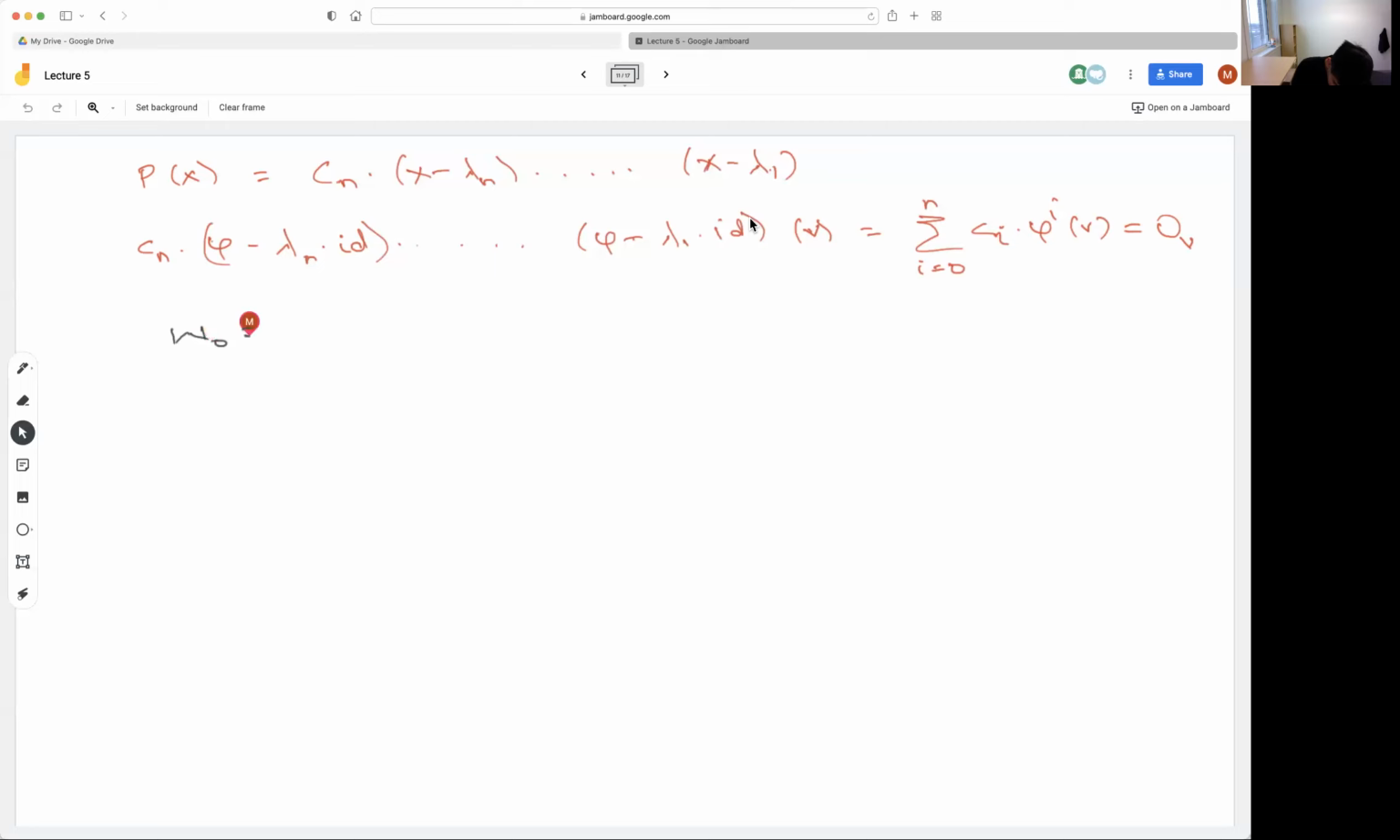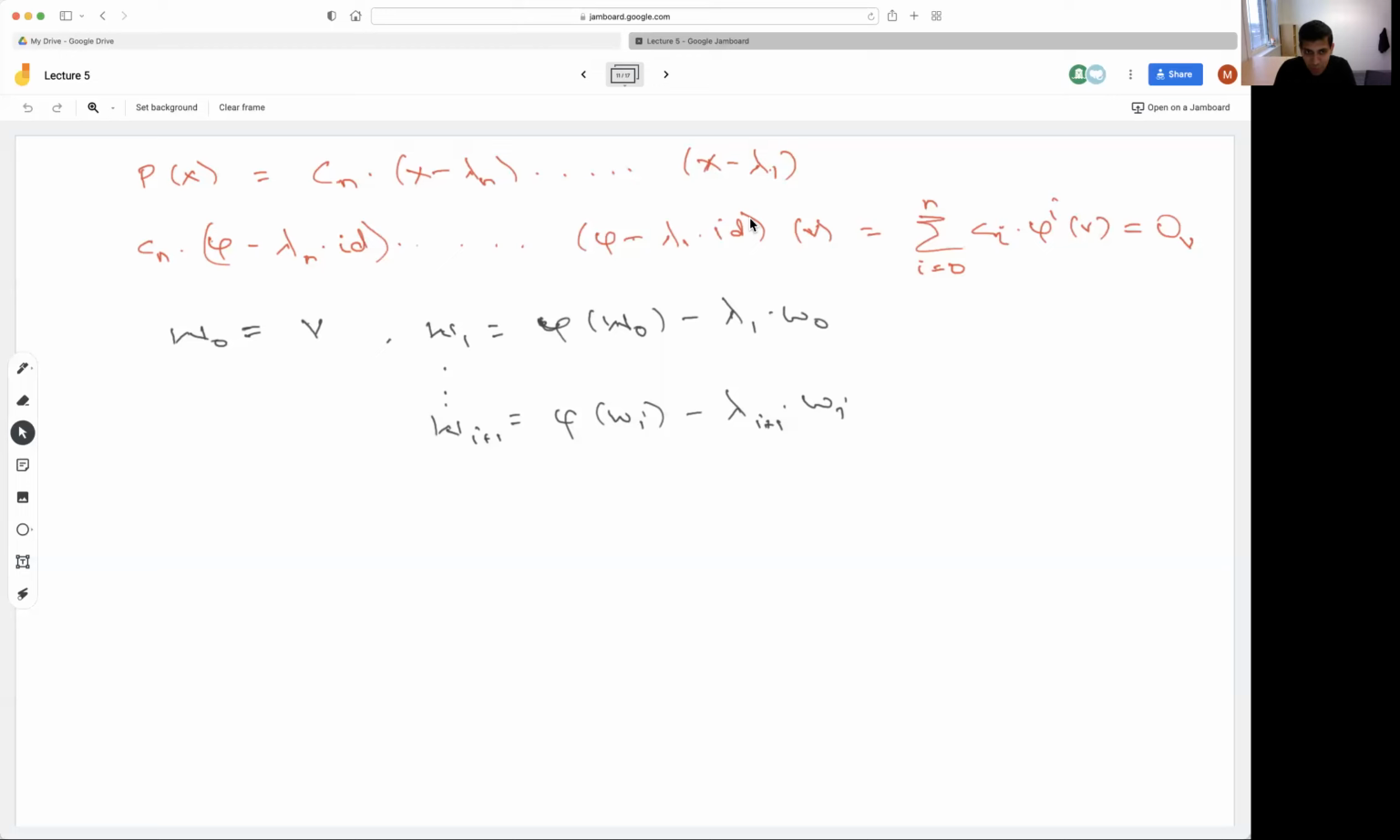So let's define W0. This is just kind of the same proof as we were talking about. Again, you can prove this by induction on n if you want to, just follow the previous proof. In particular, we define W0 to be v, W1 to be phi of W0 minus lambda 1 times W0, and more generally W(i+1) to be phi of Wi minus lambda(i+1) times Wi. Okay.